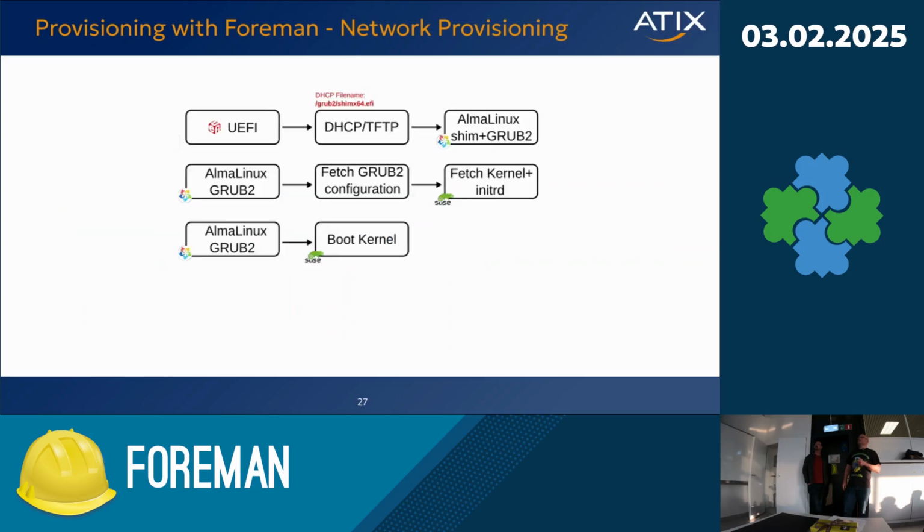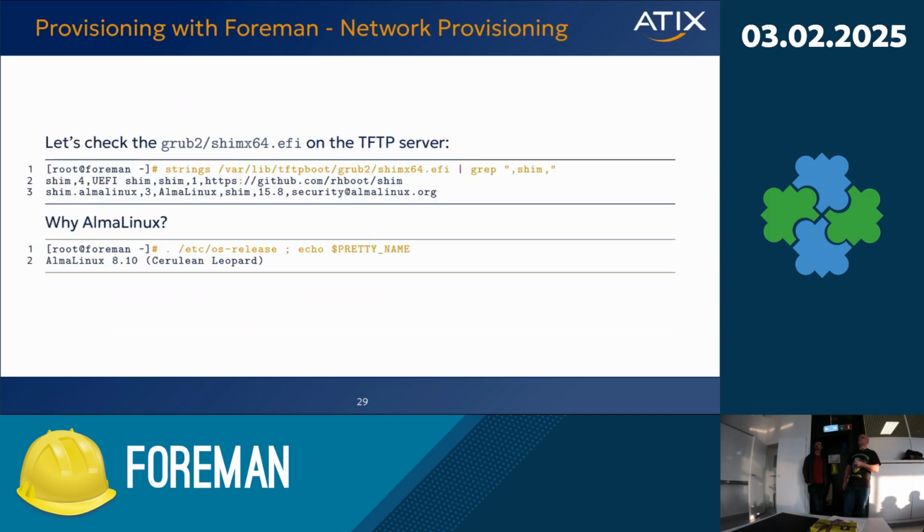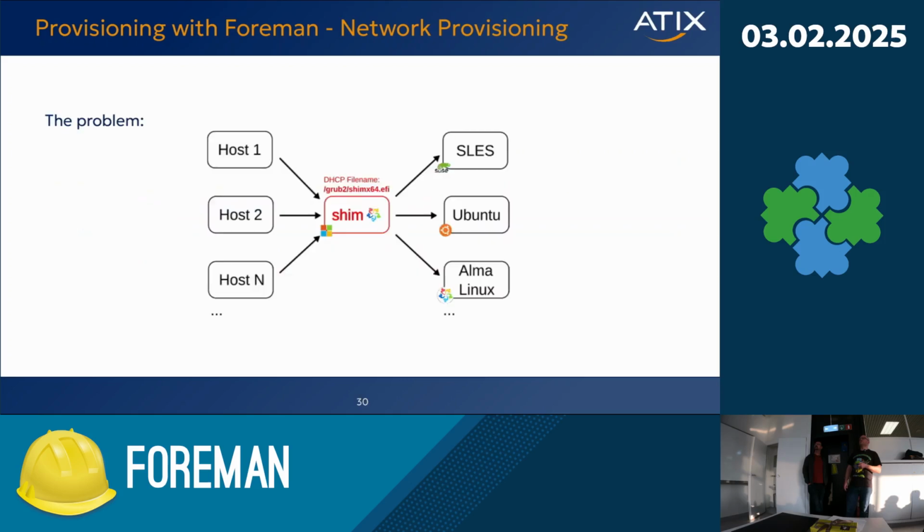But let's have a look at this. We have the DHCP file name option that specifies the shim or grub to boot. In the case of Secure Boot, it's always the shim, and this points to the TFTP root grub2 shimx64.efi binary. Let's have a look at this shim. Okay, it's an Alma Linux shim. But why is it Alma Linux? Basically because our system, the Foreman server, is an Alma Linux system.